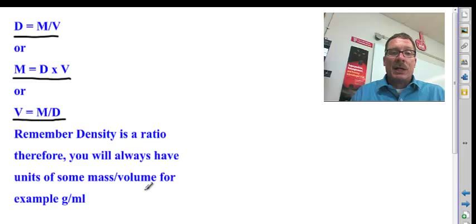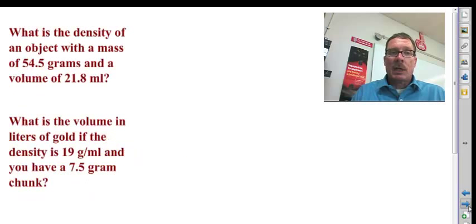And again, remember, density is a ratio, therefore you will always have some units of mass to volume. For example, it will always be grams per milliliter, or pounds per inch, or pounds per inches cubed, grams per centimeter cubed, pounds per liter. I'm trying to think of every crazy one I can think of, but it would be some relationship of mass to volume. Okay? Let's look at a couple problems.